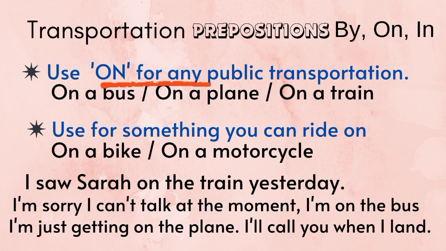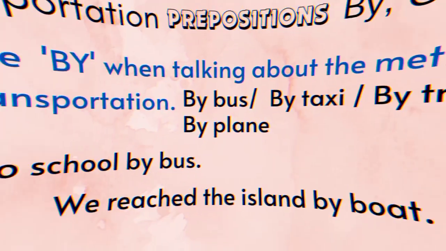Use on for any other public transportation. On a bus, on a plane, or on a train. For example, I saw Sarah on the train yesterday. On can be used also for means of transportation that you can ride, on a bike, on a motorcycle. For example, I'm on the bus. I'm just getting on the plane.